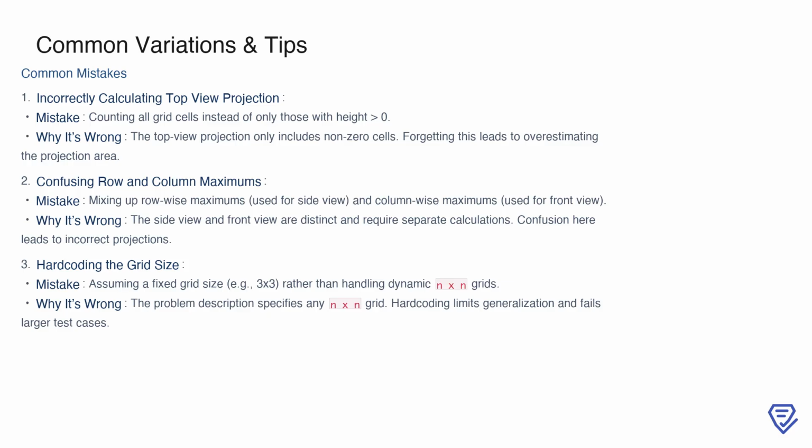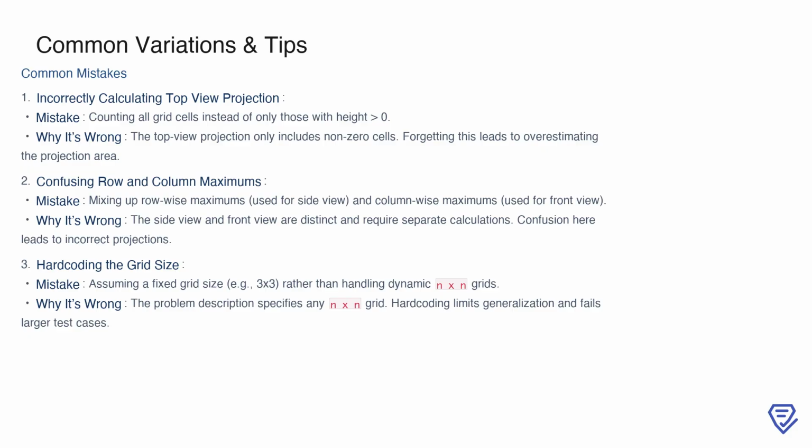When tackling the problem, there are a few common mistakes that can lead to incorrect results. First, when calculating the top view projection, it's essential to only count grid cells with a height greater than 0. A common error is counting all cells, even those with 0 height, which inflates the projection area. Next, it's easy to confuse row-wise maximums, which are needed for the side view, with column-wise maximums, which are used for the front view. Since each projection is calculated differently, mixing them up results in incorrect outputs.